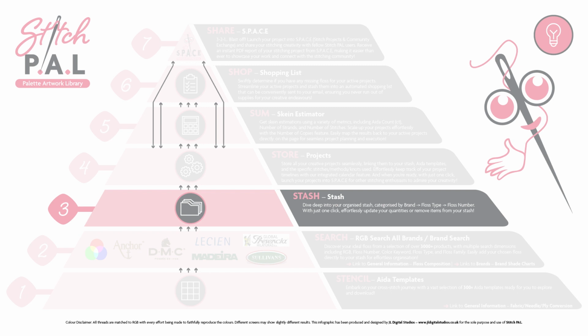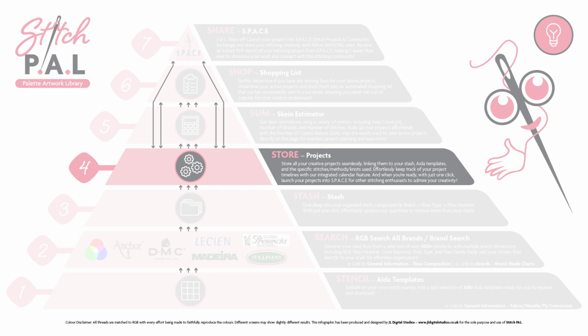Updating stock involves expanding details for a specific thread number and choosing the desired quantity from 0 to 10 in 0.5 increments. Removing thread colours from the S.T.A.C.E is simple via a side window and the Remove from My S.T.A.C.E button. Additionally, users can navigate to projects from My S.T.A.C.E using the Go to Projects button at the top of the screen. Store within StitchPal organises creative projects, connecting them to stashes, Aida templates and specific stitches, methods, knots.